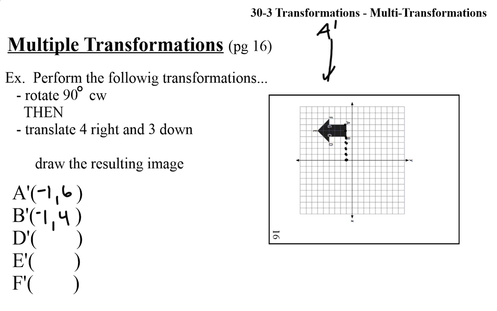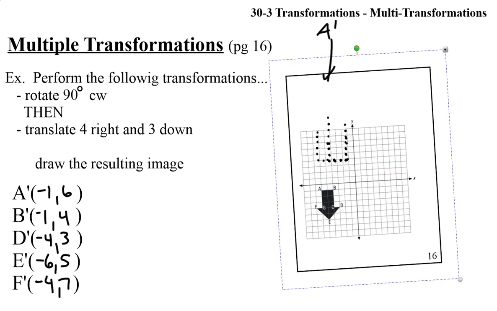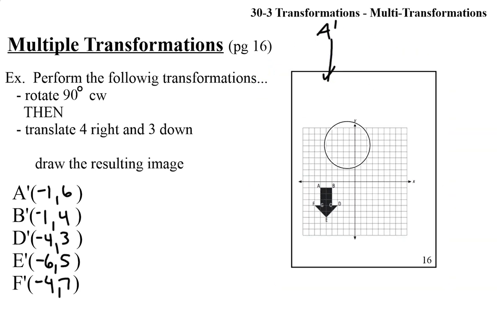D prime is at 1, 2, 3, 4, 1, 2, 3: 4 left, 3 up. E prime is at 1, 2, 3, 4, 5, 6, 1, 2, 3, 4, 5: 6 left, 5 up. And F prime is at 1, 2, 3, 4, 1, 2, 3, 4, 5, 6, 7, so it's at 4 left, 7 up. I need to jot those down somewhere, because technically you can't rotate. Now those actually wouldn't be there, but there's what your graph looks like.